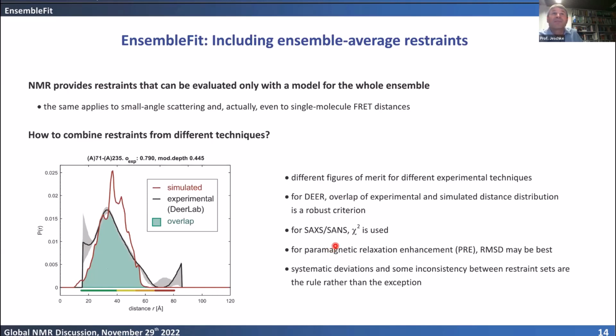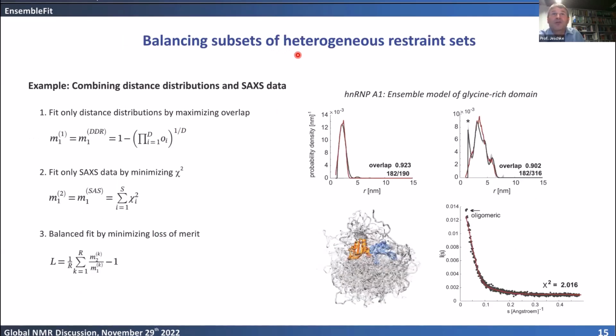How do we do that? We balance the subsets of a heterogeneous restraint set in the following way. First, we fit each individual restraint set. We fit only the distance distribution, let's say, with the overlap criterion. We maximize the overlap, minimize the overlap deficiency. We fit all small angle X-ray scattering data by minimizing chi-square. We fit all PRE data by minimizing root mean square deviation. And then we do this individually.